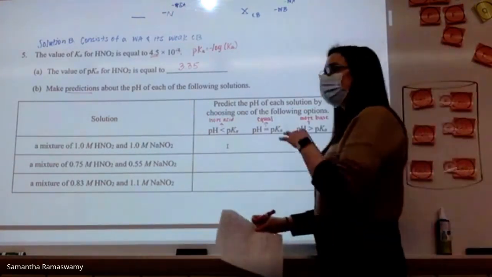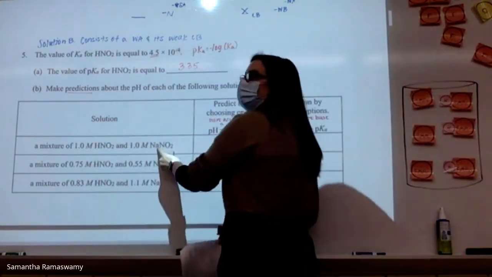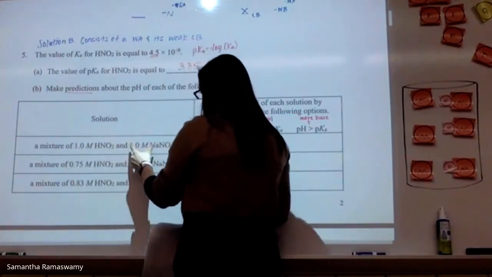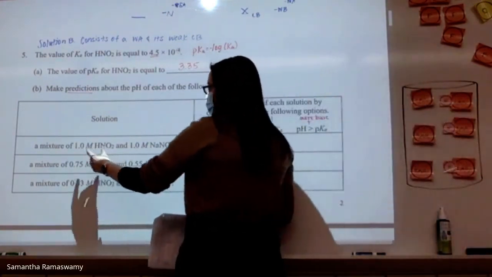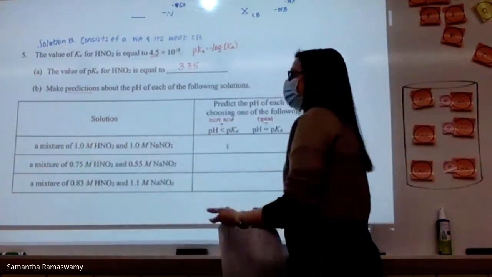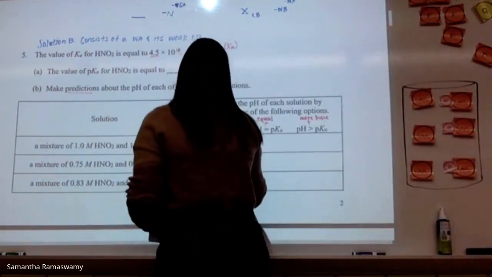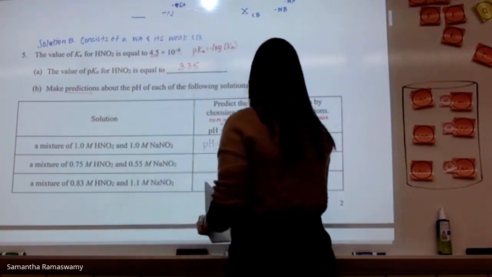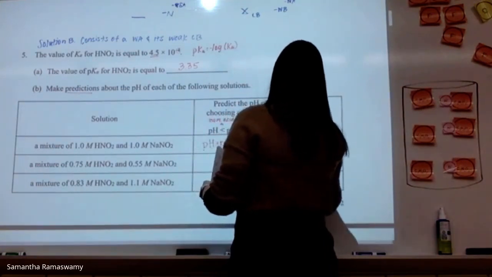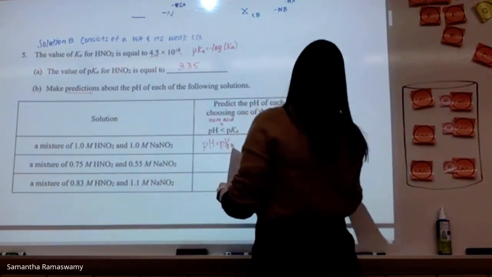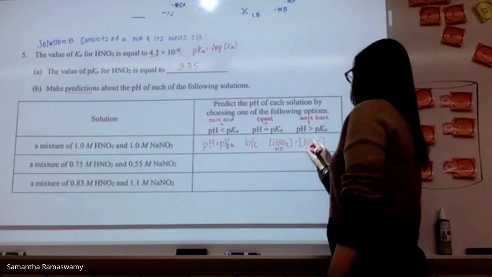So all we're doing without any calculations is we're comparing the acid to the base. So compare the acidic portion of the buffer to the amount of the basic portion of the buffer. So in this first one, we have 1 molar of the acidic component, 1 molar of the basic component. If they are equal, pH equals pKa, because the concentration of HNO2 equals the concentration of NO2-. So here's our weak acid, here's our weak base.